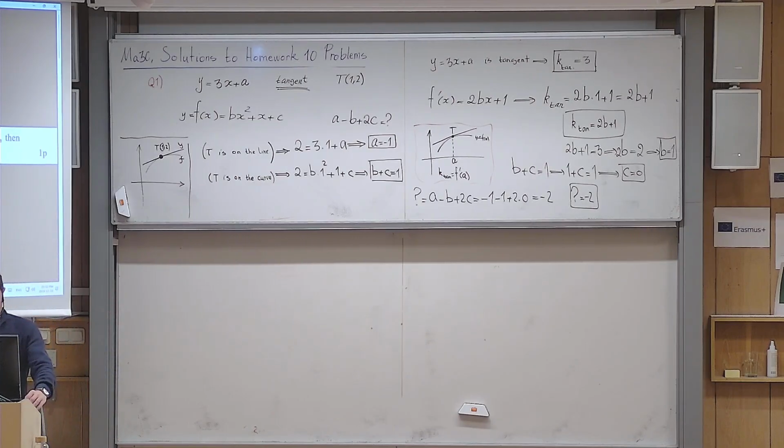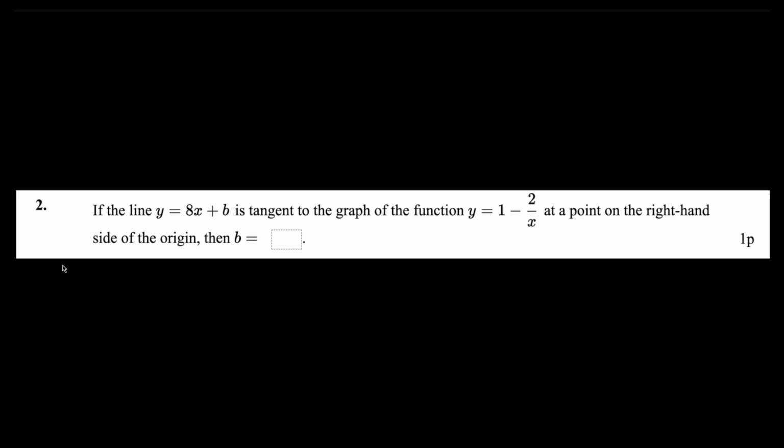Let us go to the next problem. The next problem is a little bit harder one. I will follow two methods for solving the problem.